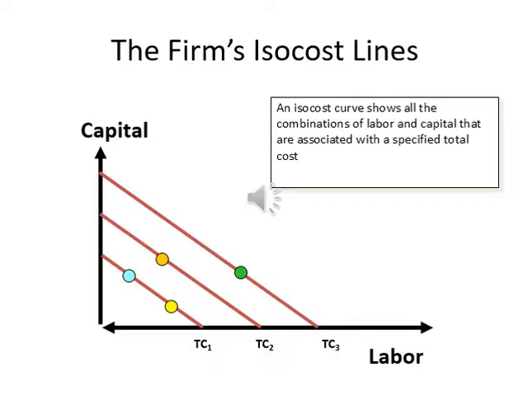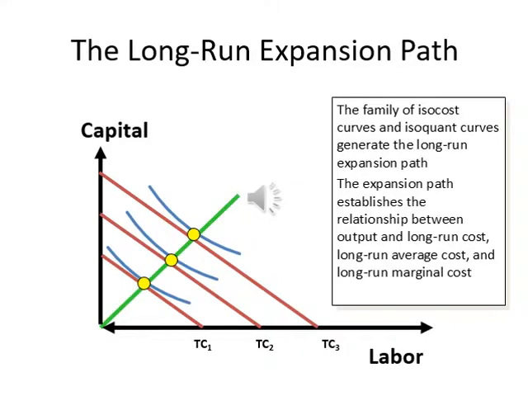The firm's isocost lines. An isocost curve shows all the combinations of labor and capital that are associated with the specified total cost. The long-run expansion path. The family of isocost curves and isoquant curves generate the long-run expansion path. The expansion path establishes the relationship between output and long-run cost, long-run average cost, and long-run marginal cost.